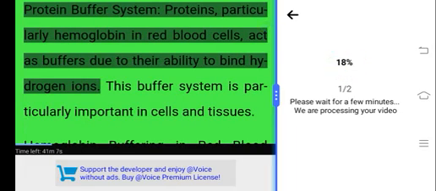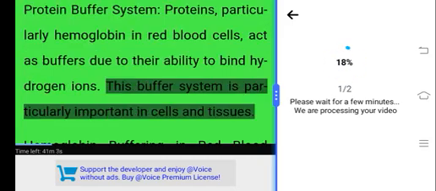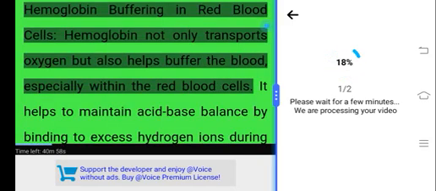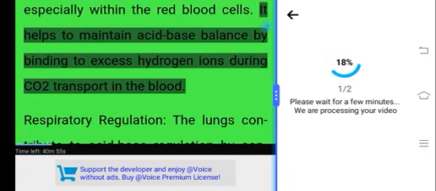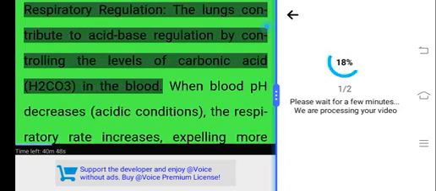Protein buffer system. Proteins, particularly hemoglobin in red blood cells, act as buffers due to their ability to bind hydrogen ions. This buffer system is particularly important in cells and tissues. Hemoglobin buffering in red blood cells. Hemoglobin not only transports oxygen but also helps buffer the blood, especially within the red blood cells. It helps to maintain acid-base balance by binding to excess hydrogen ions during CO2 transport in the blood.